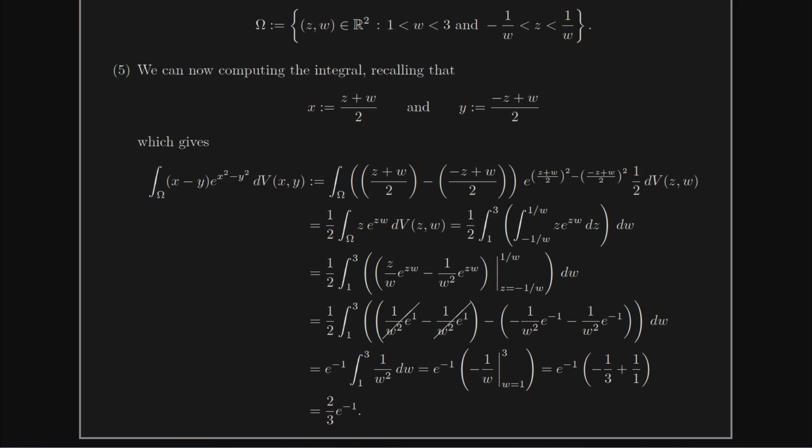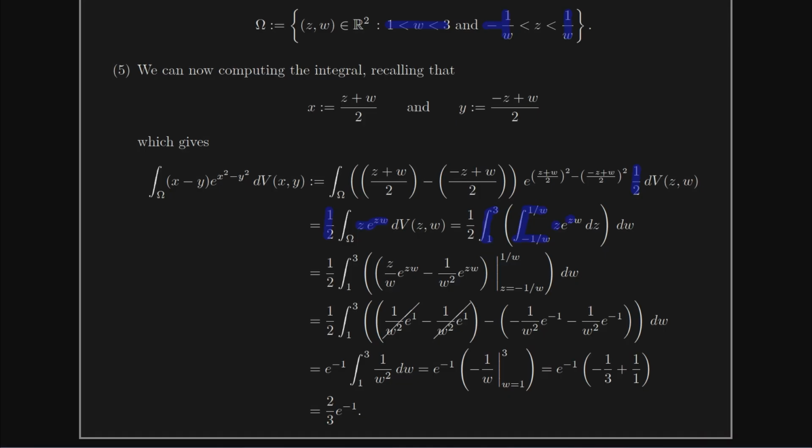When we simplify all of those things out, we actually just get z times e to the zw, and then that 1/2 from our volume form just comes along for the ride. And of course, we have our normal domain up here. w is between 1 and 3, and z is between negative 1 over w and 1 over w. So I'm just going to set up my iterated integral, w between 1 and 3, z between negative 1 over w and 1 over w, and I just go ahead and integrate in the variable z first.